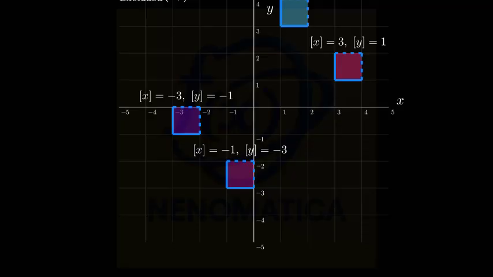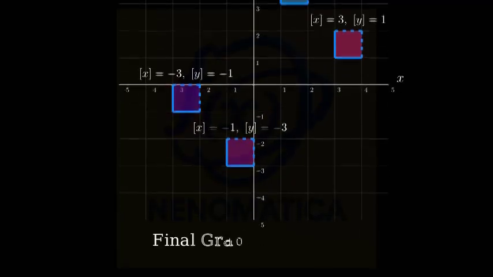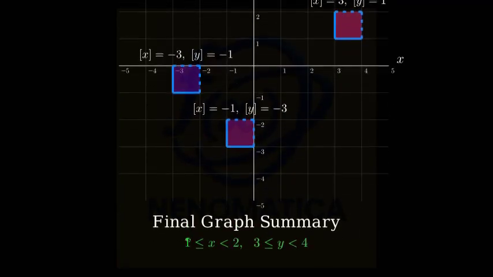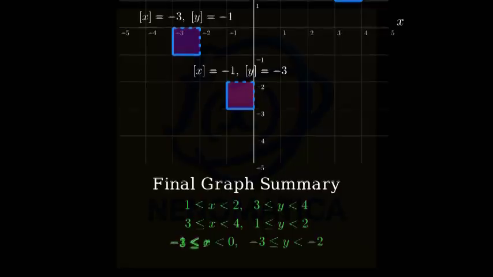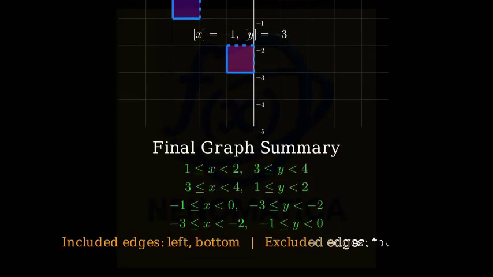Watch for the included solid edges at the left and bottom, and the excluded dashed edges at the top and right. To summarize, the relation is represented by 4 disjoint unit squares, one between x equals 1 to 2 and y equals 3 to 4, a second between x equals 3 to 4 and y equals 1 to 2, a third between x equals -1 to 0 and y equals -3 to -2, and a fourth between x equals -3 to -2 and y equals -1 to 0.